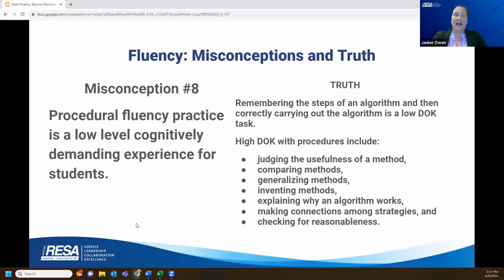A high DOK, with practicing procedures, would include judging the usefulness of a method, comparing methods with a friend, generalizing methods. So taking one idea, like how that student noticed that he could use what he'd already done in the previous problem to apply it to the new problem. Inventing a new method altogether, explaining why an algorithm works, making connections among strategies, and checking for reasonableness. All of these are very high cognitively demanding activities that we can do with procedural fluency.